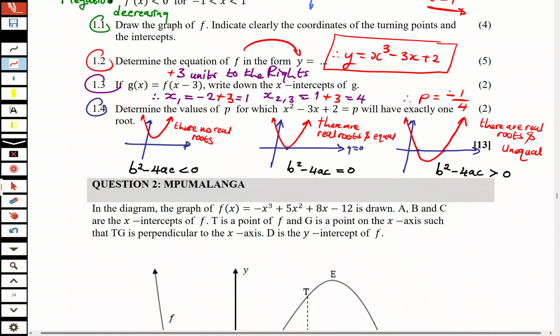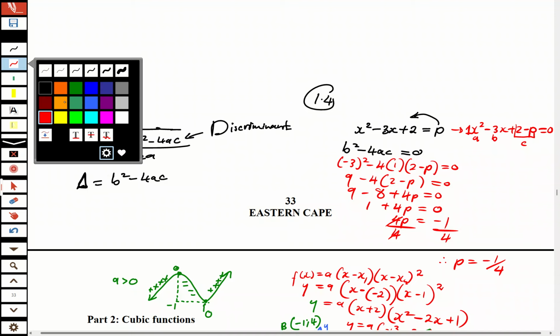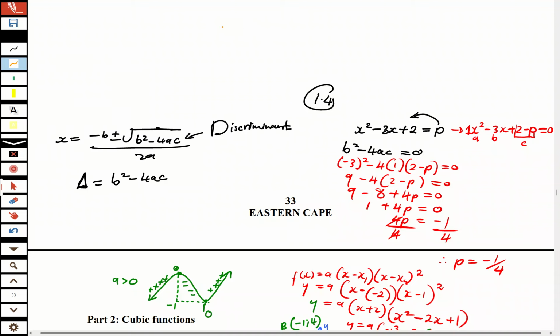So how do we confirm that this is the correct answer? It's so easy to confirm. You just go back to your function: x squared minus 3x plus 2 equals negative 1 over 4, since p is negative 1 over 4. We are trying to confirm that we'll only have one root, or repeating roots.